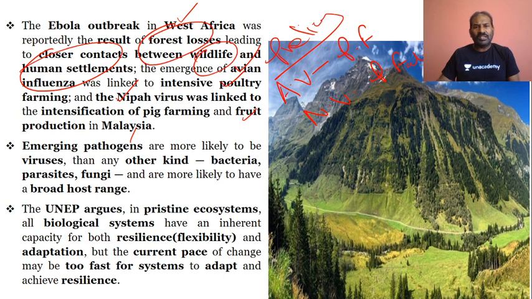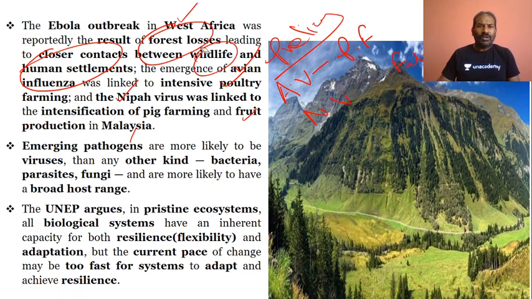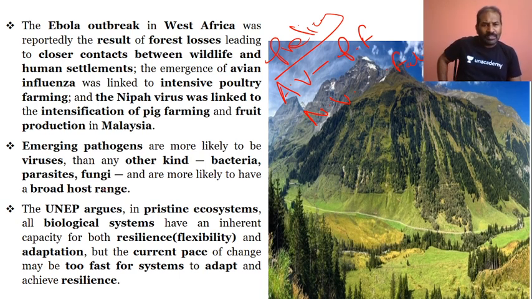Because of the deforestation, the forest area is lost. And when the forest area is lost, definitely what is happening is we are getting very close to the viruses. That is why, as I have explained, within half a decade or a decade we are coming across a new virus, and that is because of the deforestation.